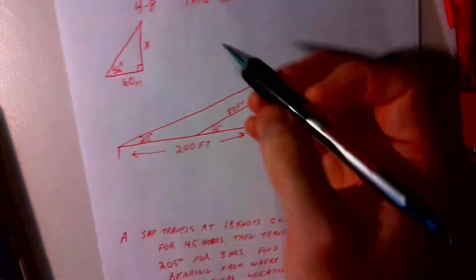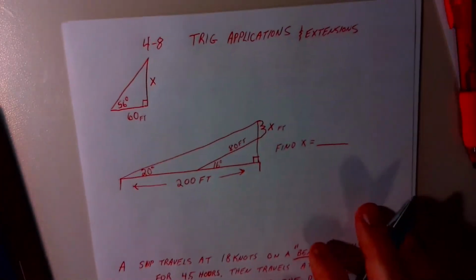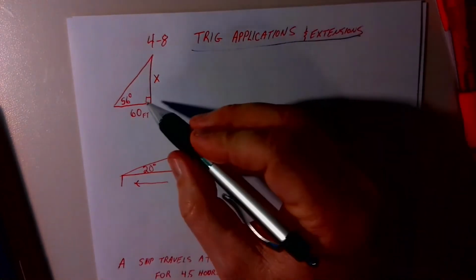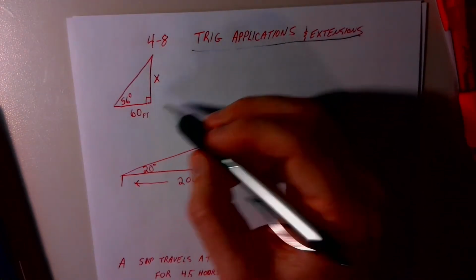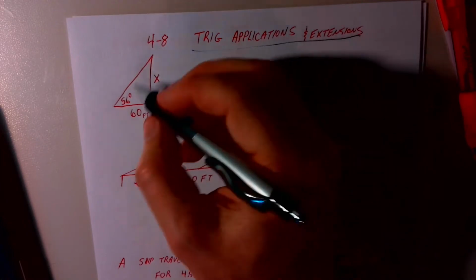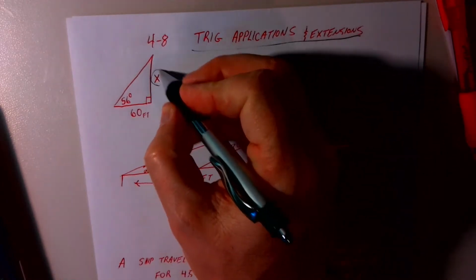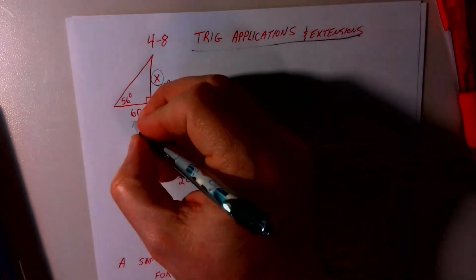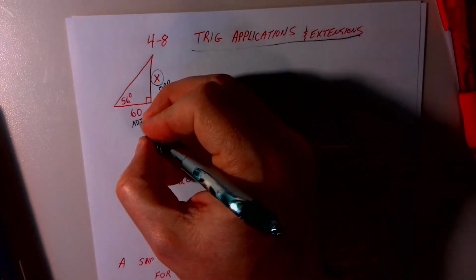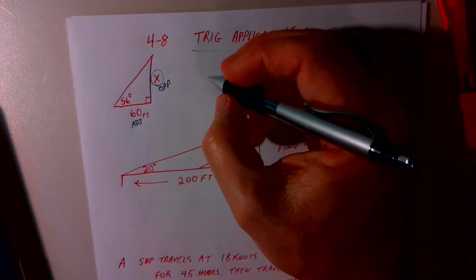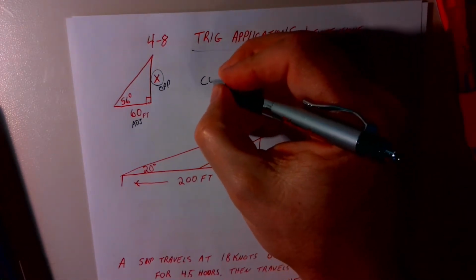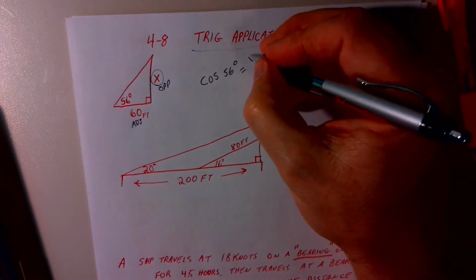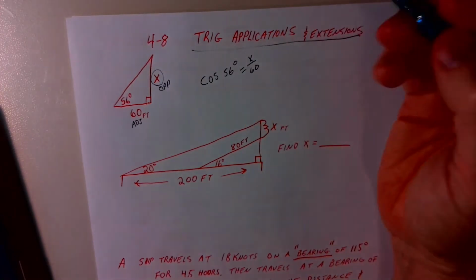So the first thing we need to be able to do is look at a problem like this one right here, on trig applications and extensions. This is a basic right triangle. If I'm trying to figure out what x is, then I need to know that that side is the opposite side, and this side's the adjacent side. And opposite and adjacent means cosine. So I'm going to do cosine of 56 degrees equals opposite x over adjacent 60.